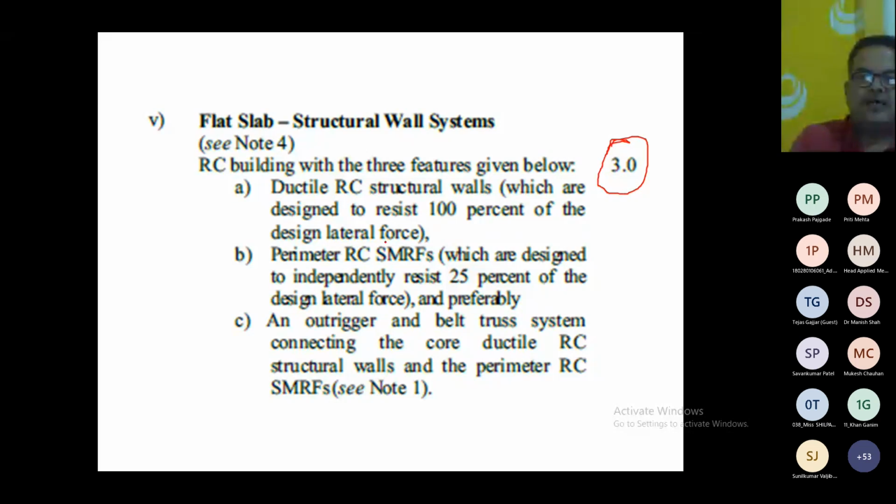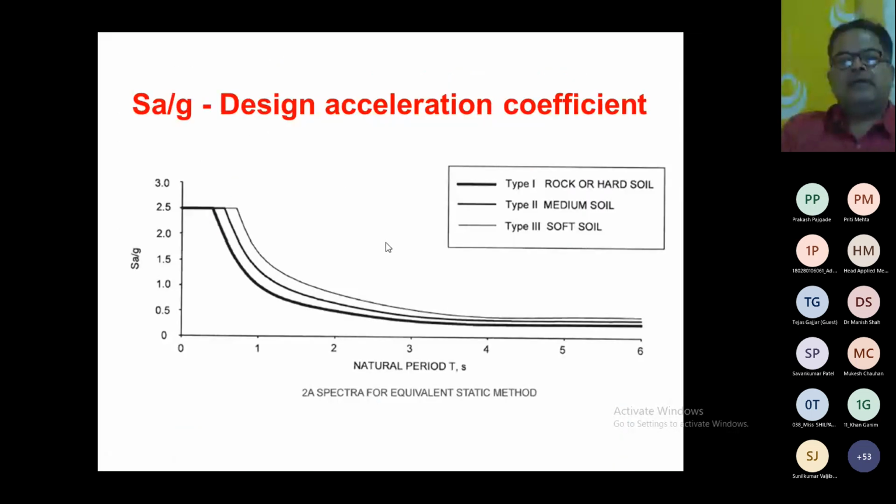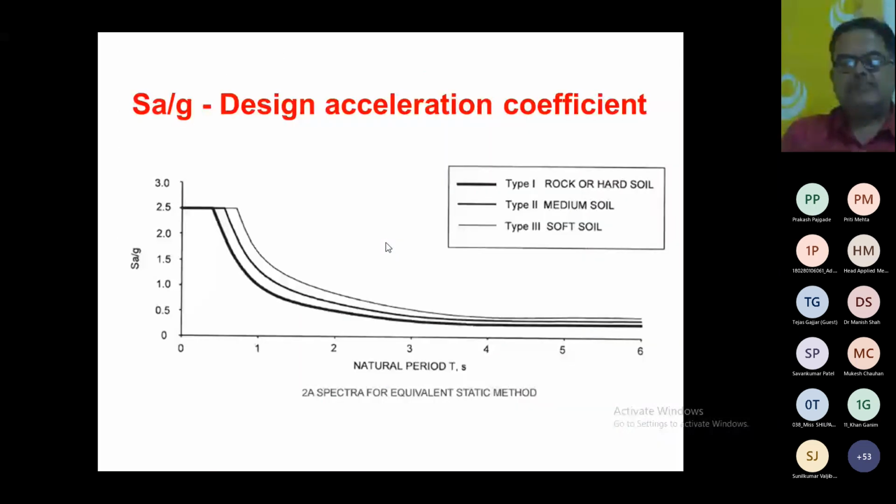So this is very important for us, right? Again, I'm saying that we are not designing for the 100% force, we are designing for the 20% force. We rely highly on ductility, redundancy, and overstrength, right? So you have to be very careful that these features should be there in your structure, right? Now this R factor is completed, and then the next part is what?